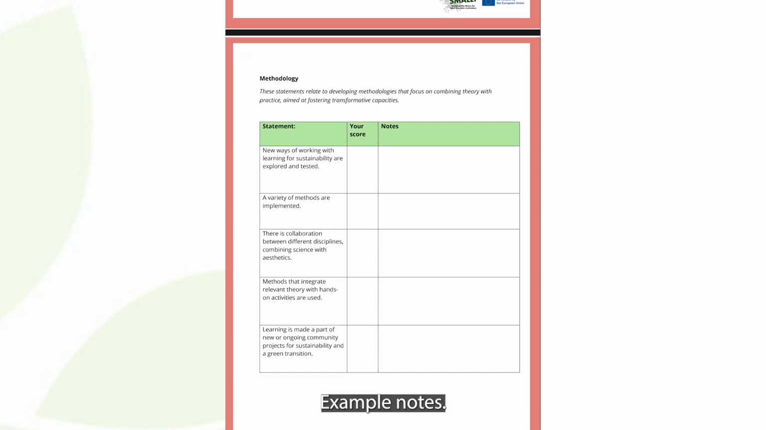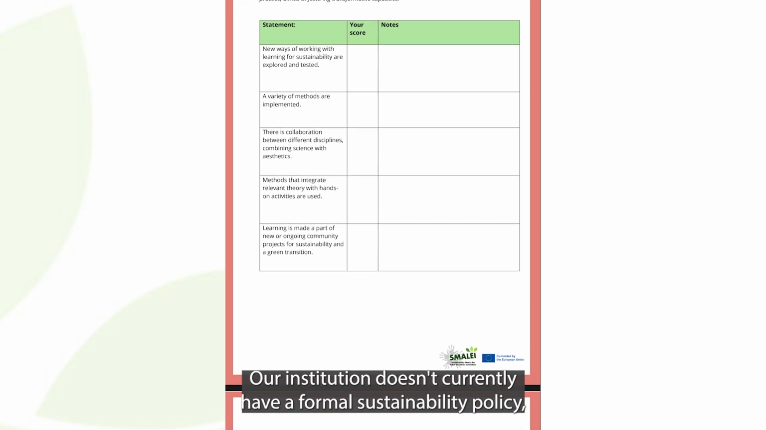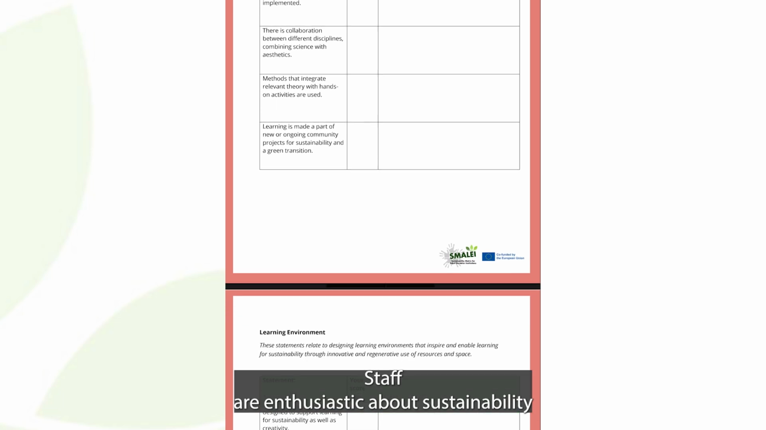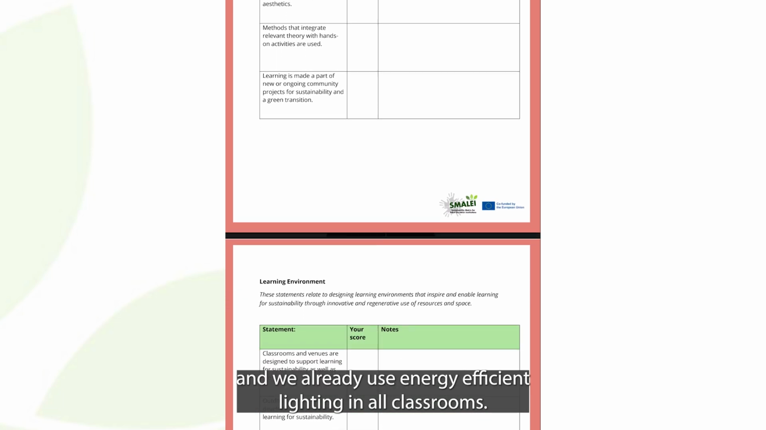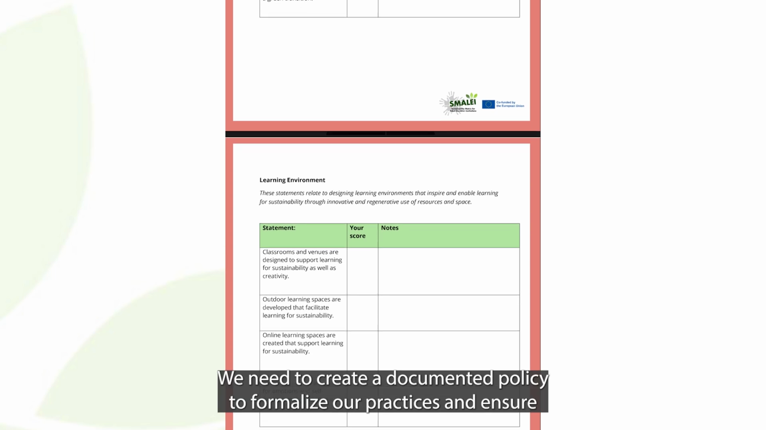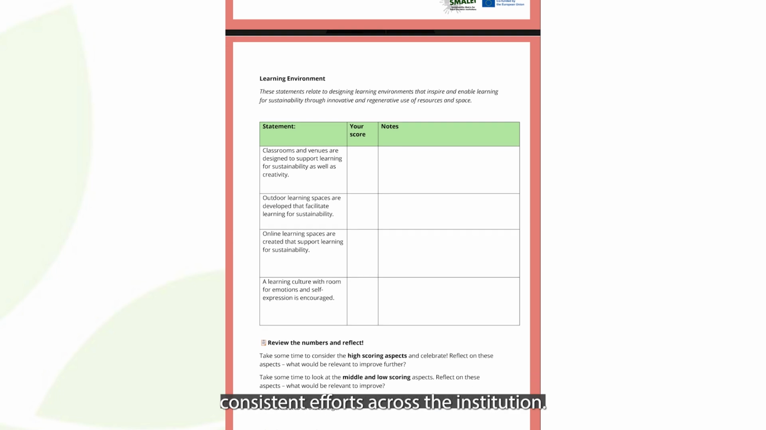Example notes. Relevance. Our institution doesn't currently have a formal sustainability policy, but we do encourage recycling informally. Strengths. Staff are enthusiastic about sustainability, and we already use energy-efficient lighting in all classrooms. Improvements. We need to create a documented policy to formalize our practices and ensure consistent efforts across the institution.